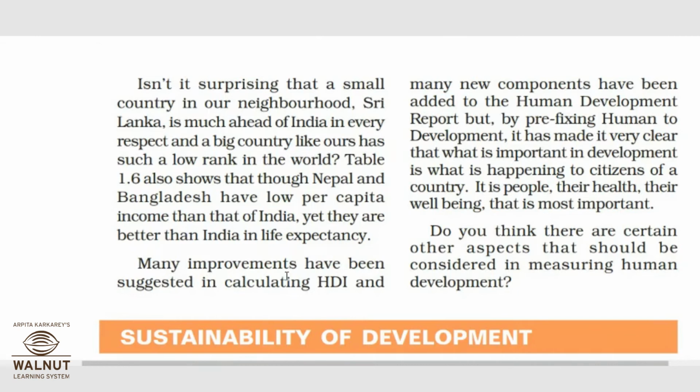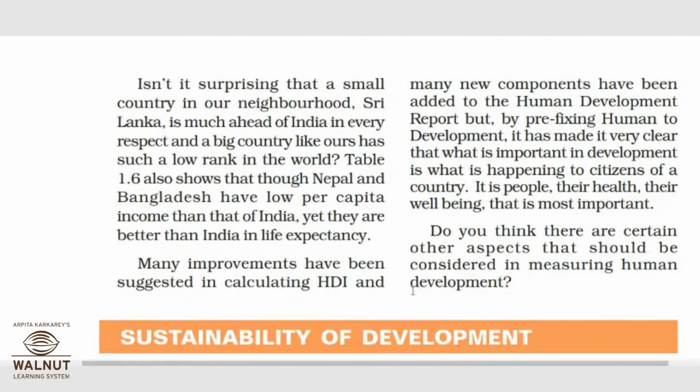Table 1.6 also shows that though Nepal and Bangladesh have lower per capita income than that of India, they are better than India in life expectancy. Many improvements have been suggested in calculating HDI, and many new components have been added to the Human Development Report. But by prefixing human to development, it has made it very clear that what is important in development is what is happening to the citizens of a country. It is people, their health, their well-being that is most important.